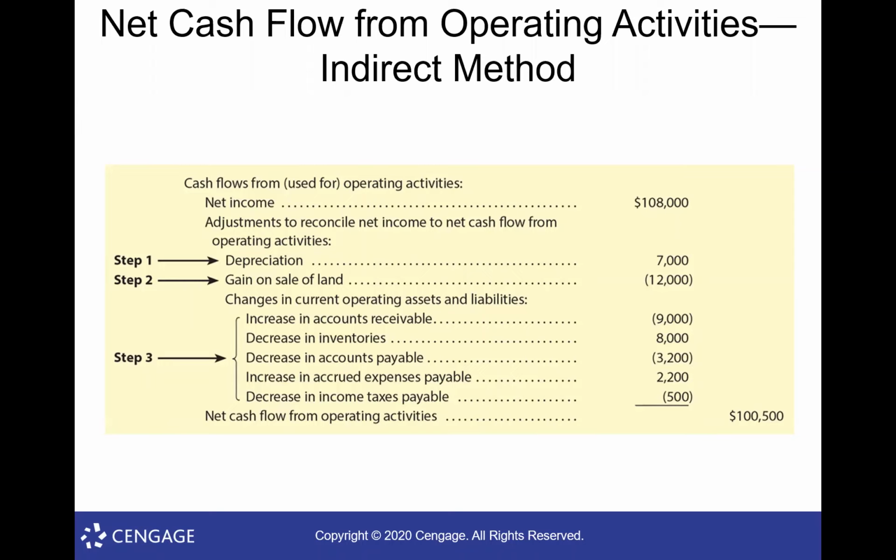So there they are. They just walked through what I just wrote up on the board. Same exact thing. It's even the same numbers. Started with 108,000, add the depreciation 7,000 back in, subtract out the 12,000. Then for our changes, subtract out 9,000, add 8,000, subtract 3,200, add 2,200, subtract 500. So the net cash flow from operating activities is $100,500. That's actually pretty close to their net income, right? They brought in $100,500.